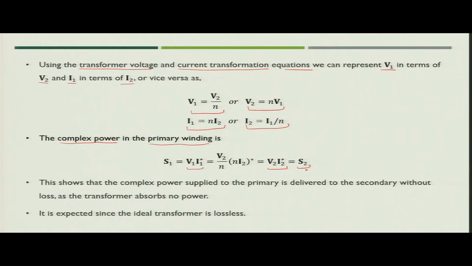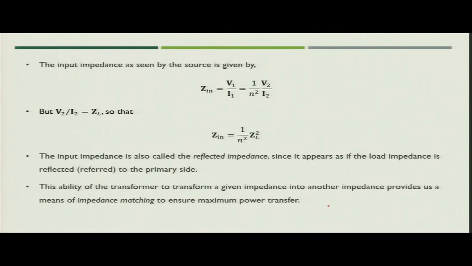So, what you can say is that the complex power supplied by the primary is delivered to the secondary winding without any loss, because we have considered the transformer as lossless and ideal equipment. So, the transformer will absorb no power. This is anyway expected, because in case of an ideal transformer, you take the transformer as a lossless equipment.